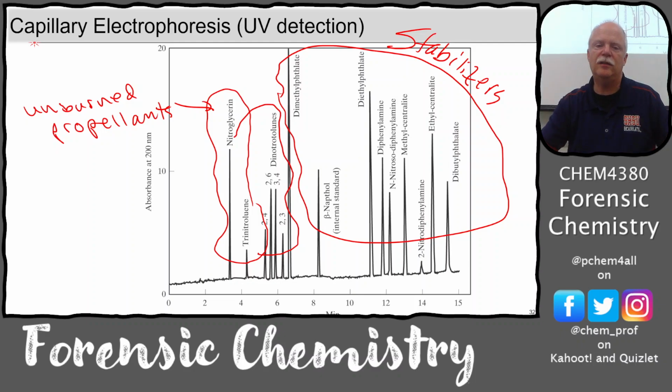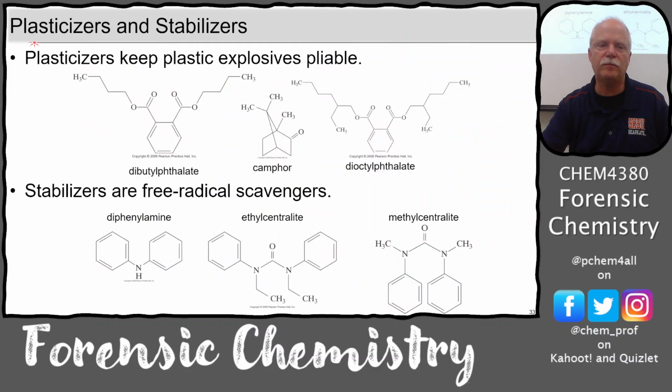So it looks like a liquid chromatograph or gas chromatograph, but it's just a different kind of way of separating. So capillary electrophoresis. And then they have a UV detector. Now, there's nothing about the UV that's going to tell you it's one versus the other. It's just based on calibrated retention times. So you just run your standards, and you know at what time these different things come out. Here's a picture of some of those plasticizers.